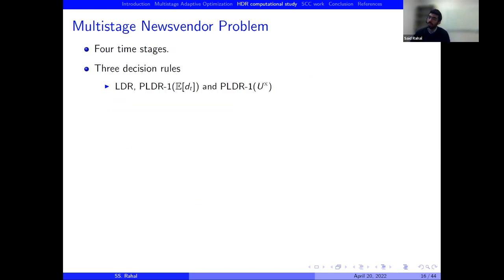At first, a simple experiment was done with 4 time stages and 3 different decision rules: LDR, PLDR with one breakpoint at the expected value, which is a characteristic of the distribution, and PLDR1 at the ordering amount limit. This is a feature of the system itself. The ordering amount limit is the cap on the amount you can order at each time stage.